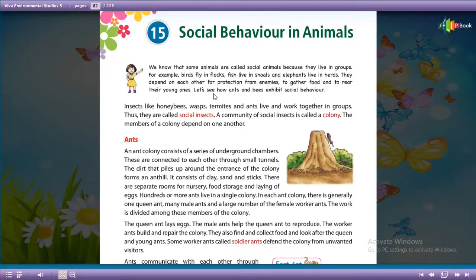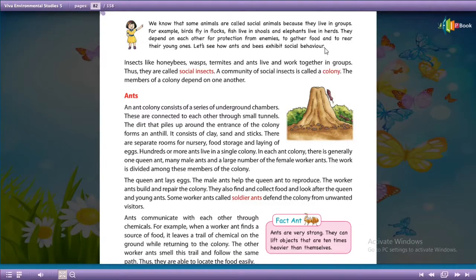Let's see how ants and bees exhibit social behavior. So here in this chapter, let's see how small ants and bees publicly display social behavior. So this chapter is based on that.